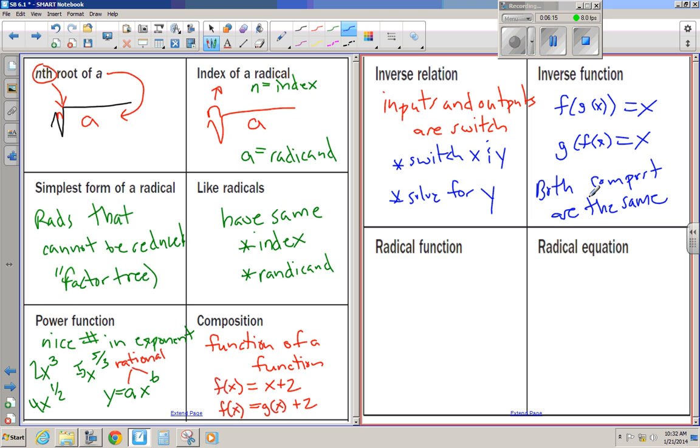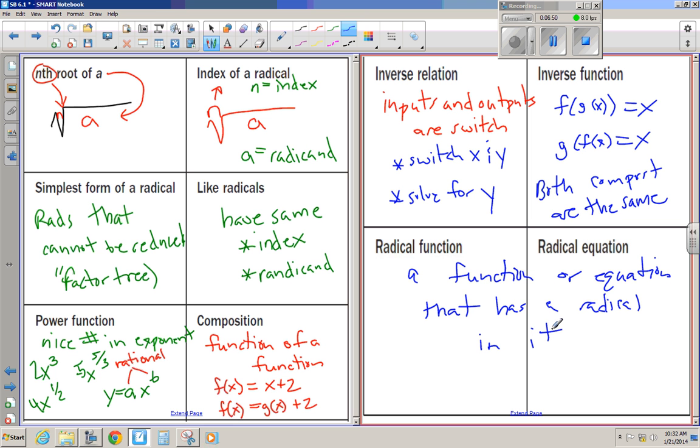A radical function is an equation that has a rad in it, or function. It's basically the same for both of these. A function or equation that has a radical in it. So again, it's a function or equation that has a radical in it.